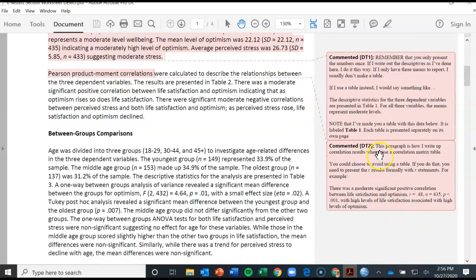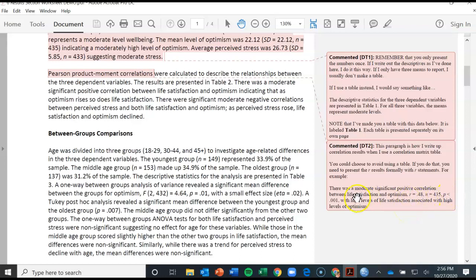Now, I note off here to the side that this paragraph is how I write up correlation results when I use a correlation matrix table. You may choose to avoid using a table. If you do, you need to present the R results following the example that is provided for you in Pallant.